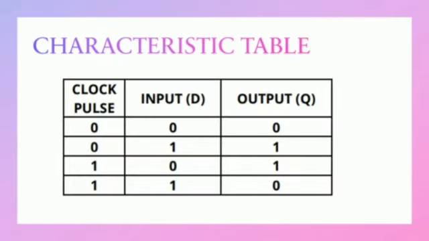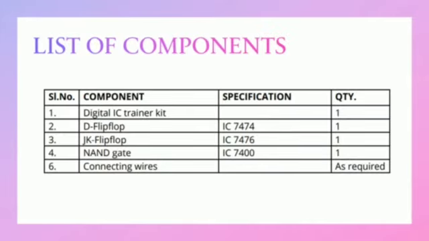And the characteristic table is given here, that is, if the input is 0 and the clock pulse is 0, then the output will be 0. And if you give the input as 1 and the clock pulse is 0, then the output will be 1. Likewise you have to do for all. And these are the list of components you will require if you are going to do this experiment.